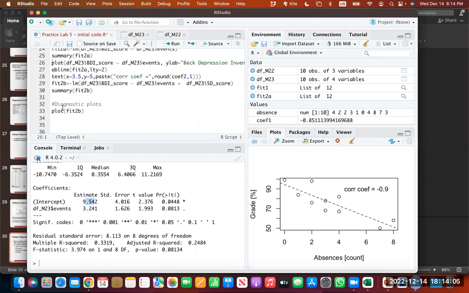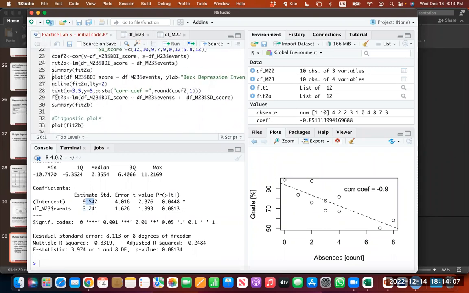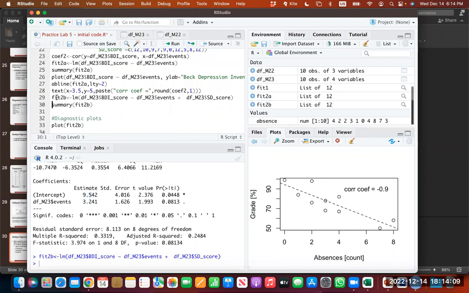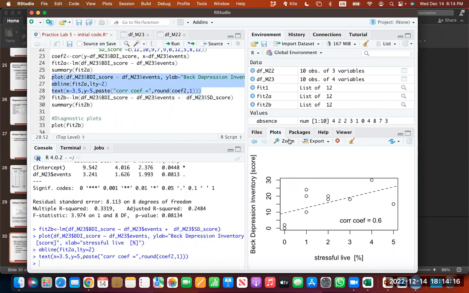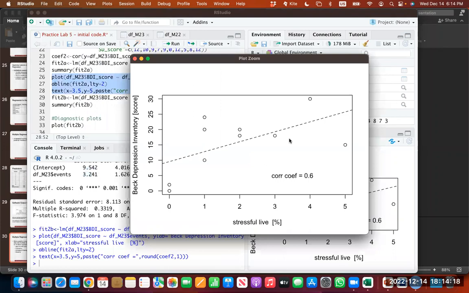And then we have fit 2b. Did you skip the 29? No, you can always do 26 and 28. That's just the new plot. That's the same plot. Okay, so then we're up to 29.